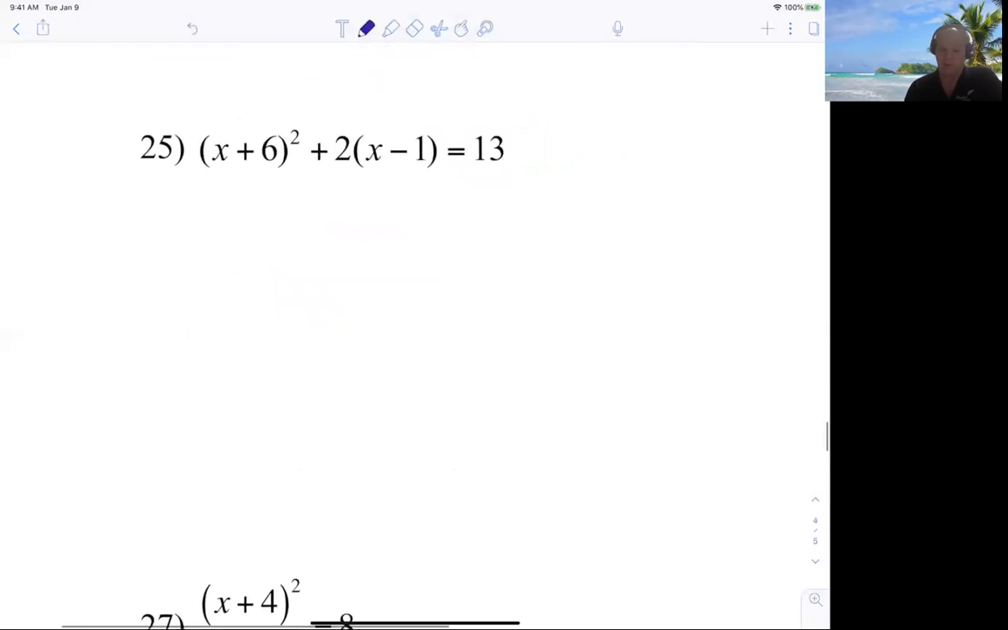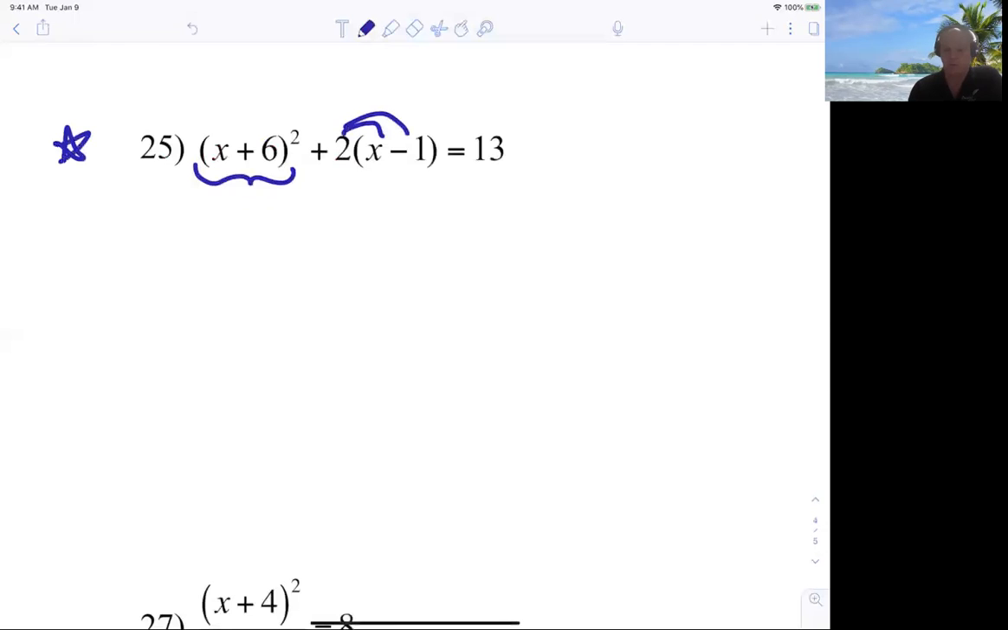Now, 25 is kind of annoying because, again, I got to multiply this out, distribute the 2, which creates a quadratic. But then we've got to set the quadratic equal to 0. All right, so this one is challenging. So I want to make sure you stop the video, take your time, look it over.